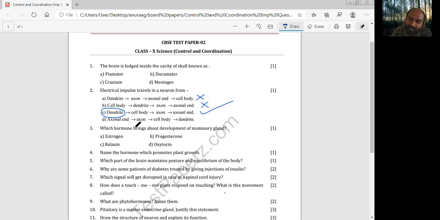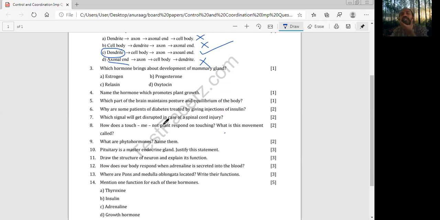Third option, axonal end, axon, cell body, dendrite, wrong. Why it's wrong? Because axonal end does not give signal to axon, so completely opposite direction. Okay, so it's also wrong. Moving on to the next question.